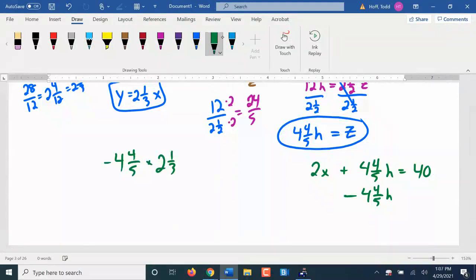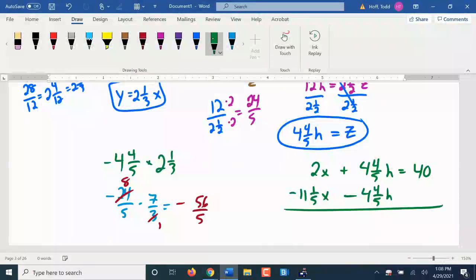We make them improper fractions. So this is negative 24/5 times 7 over 3. I can cross cancel the 24 and 3, giving me 1 and 8. 8 times 7 is 56 over 5, and that's a negative. So this is negative 11 1/5 x.